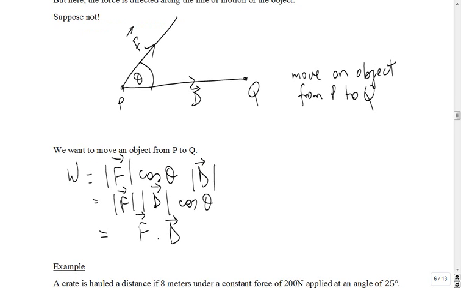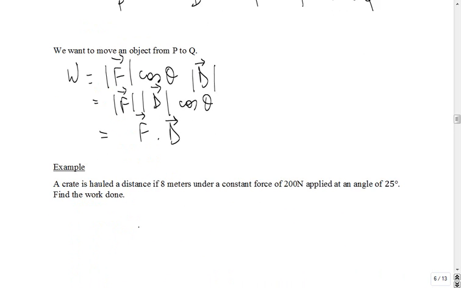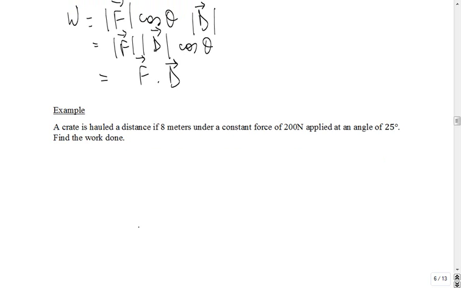So let's do an example. A crate is hauled a distance of 8 meters under a constant force of 200 newtons applied at an angle of 25 degrees. Find the work done. Okay, so the crate is hauled a distance of 8 meters under a constant force of 200 newtons applied at an angle of 25 degrees. So draw a picture. This is the force. Let's find the work done.